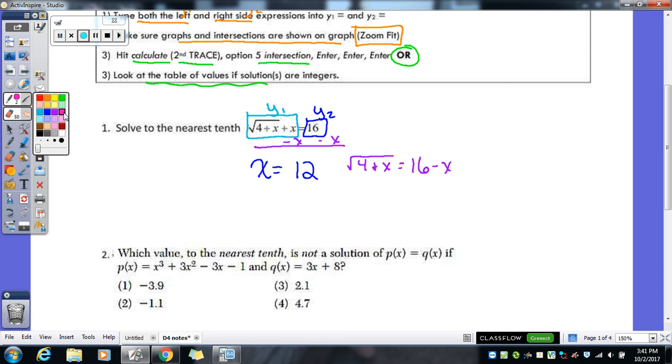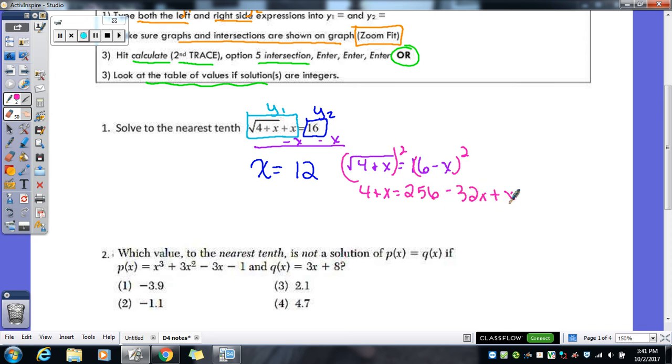and then we would square both sides. So I get 4 plus x equals 256 minus 32x plus x squared, which is just this written out twice and multiplied. I did it quickly there.